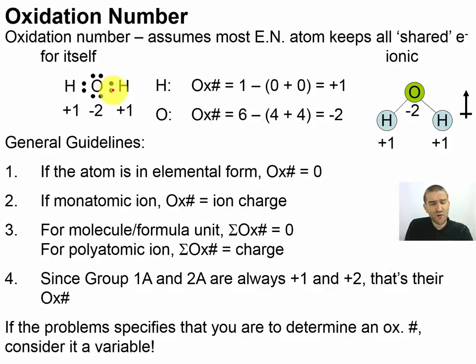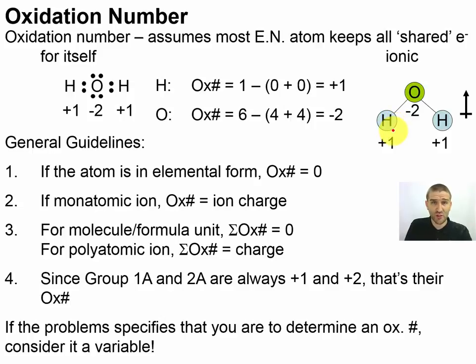But notice, if we use the rules that we have down here, none of these are in their elemental form. We don't have a monatomic ion. For the molecule, the sum of all of our charges has to end up being 0. So we'll check. I've already assigned it to be a +1 and a -2. I have 2 +1s and a -2, which gives me an overall charge of 0. So that rule has been fulfilled. For our group 1, hydrogen will be a +1. Hydrogen is an exception in the sense it can also be a -1.